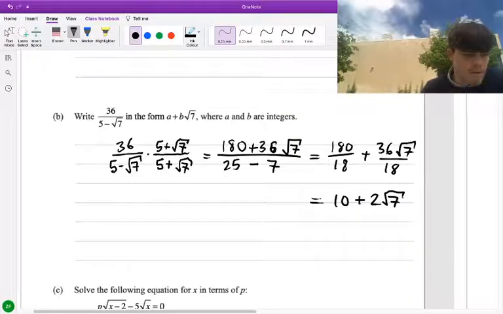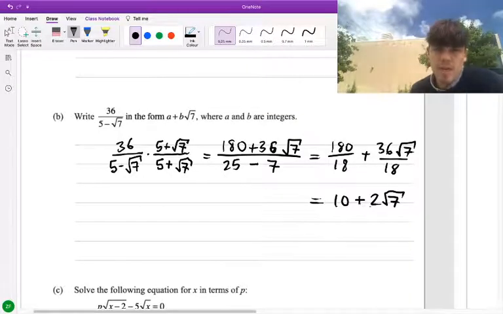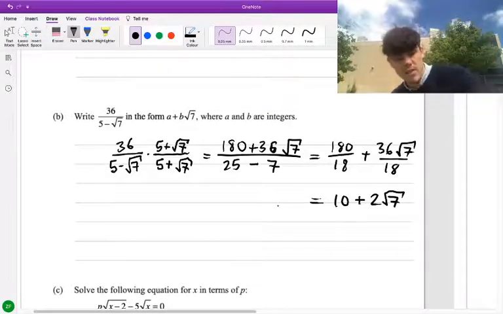Let's double check that I got that right. Nice. So that equals 10 plus 2 root 7. So some questions may ask you what is A and what is B. So you can see here our A is 10 and our B is 2, and that looks like it's in the form that they're looking for, so that is completed.